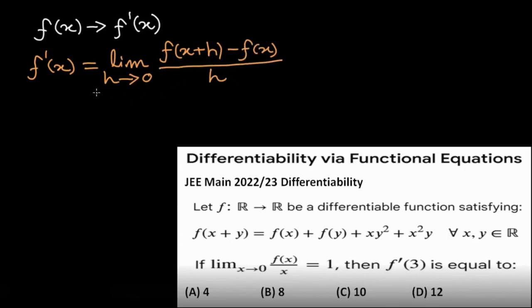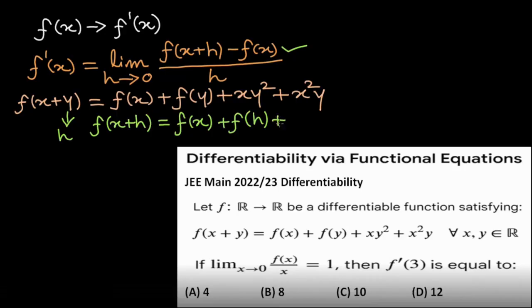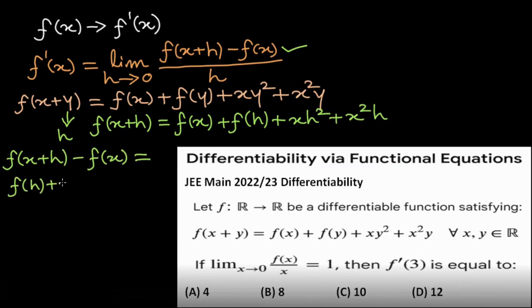f(x) upon h. The functional relationship given is f(x+y) equals f(x) plus f(y) plus xy squared plus x squared y. By putting y equals h, we can get this numerator. So we write f(x+h) equals f(x) plus f(h) plus xh squared plus x squared h. So f(x+h) minus f(x) will be f(h) plus xh squared plus x squared h.